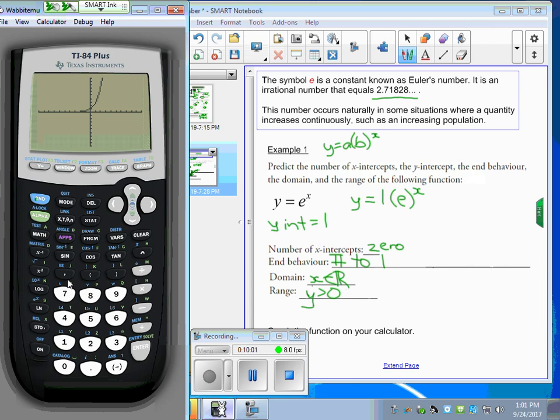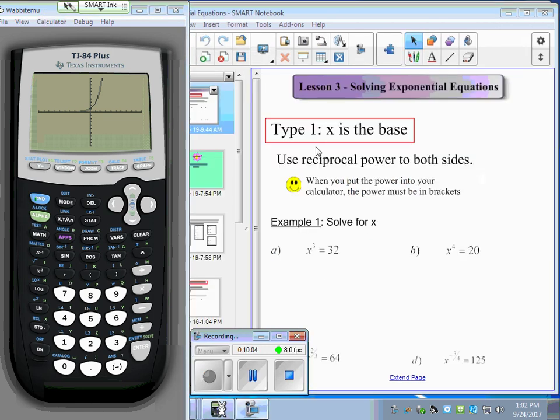All right, let's switch to our lesson number 2. All right, lesson number 3 is up, solving exponential equations. The reason we're doing 2 lessons today is that the first lesson on Euler's number was really quick. So let's move on to lesson number 3. We're now going to move on to solving exponential equations. We're going to go through a few different types.